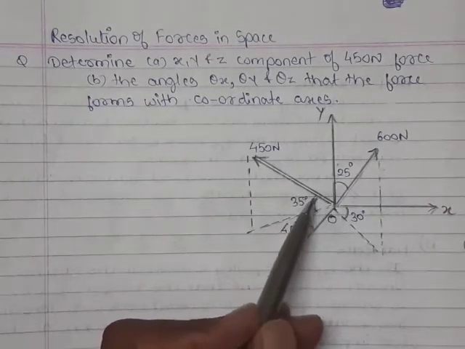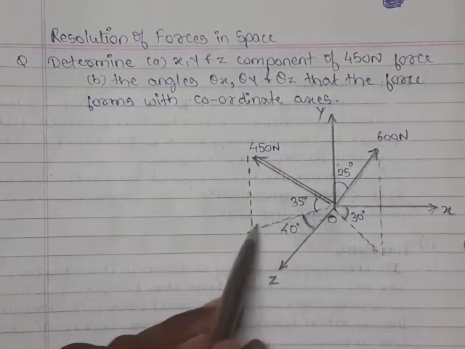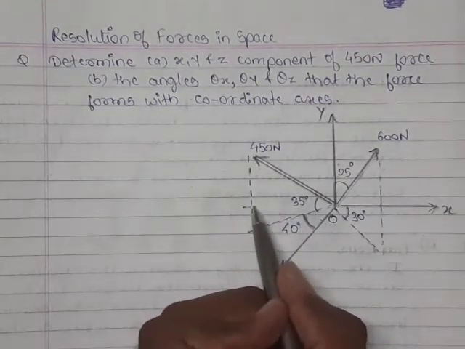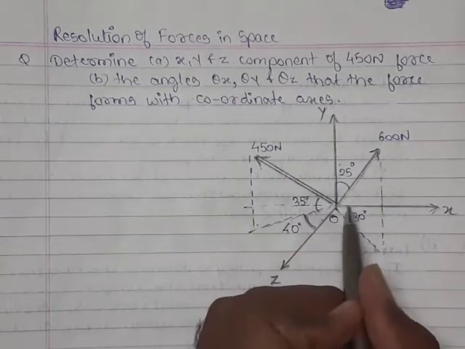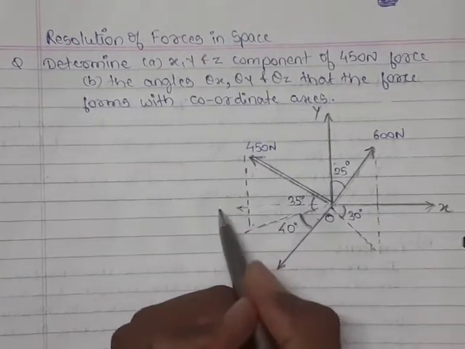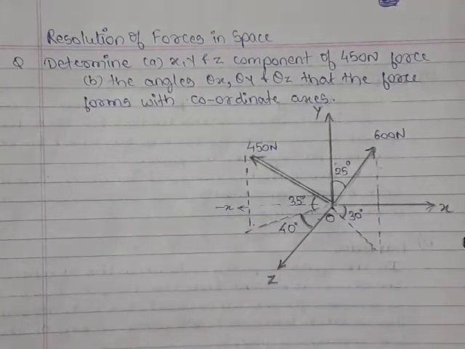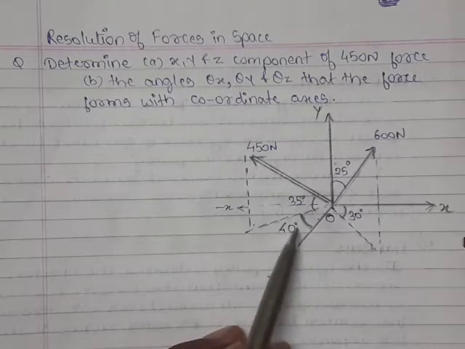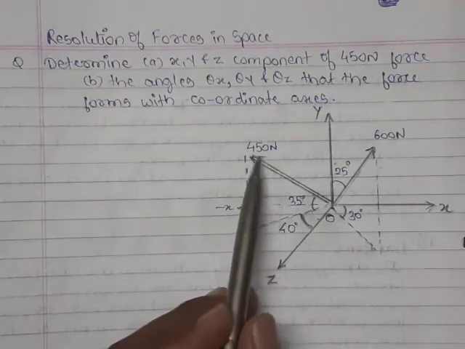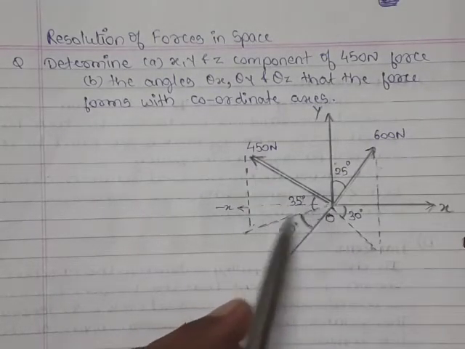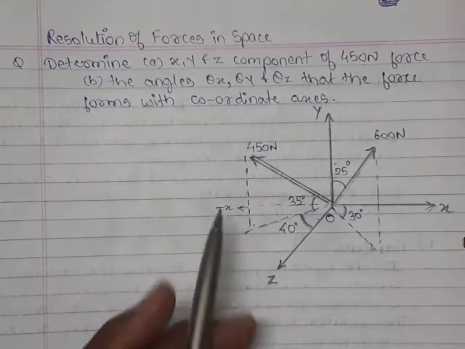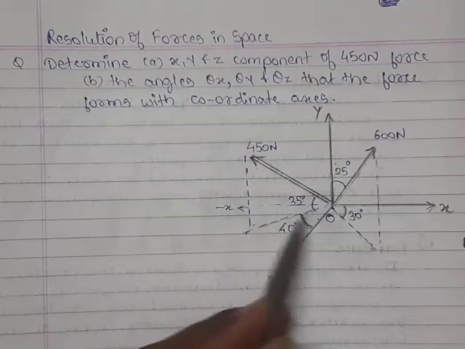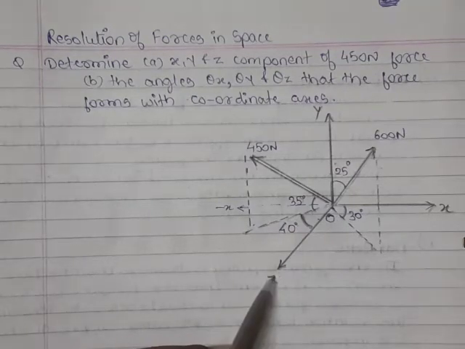It is making a 35-degree angle with the xz plane. So this is the minus x axis. It is shown acting towards the left, because this is the positive x axis, so this will be the negative x axis, and this is the z axis. So here 35 degrees is the angle made by the 450 with the xz plane. This line shows the shadow of the 450 Newton force on the xz plane, or we can say its horizontal component. Then the 40-degree angle is made by this line with the z axis.